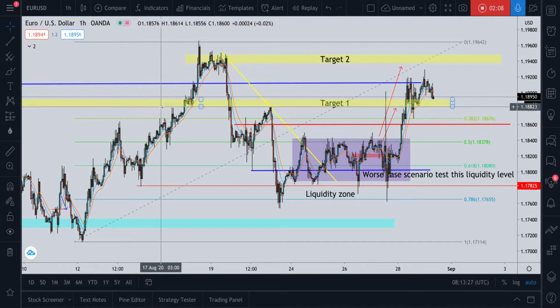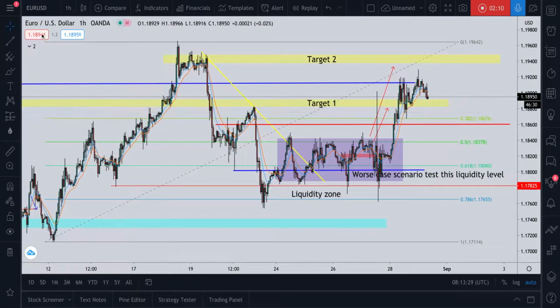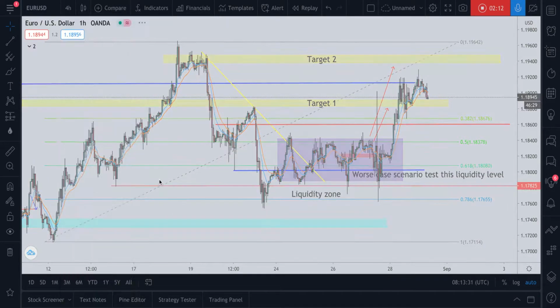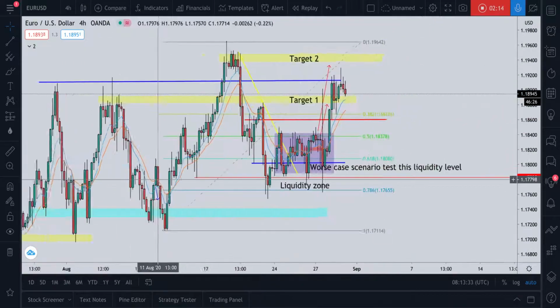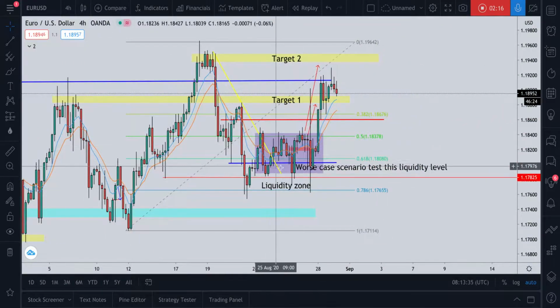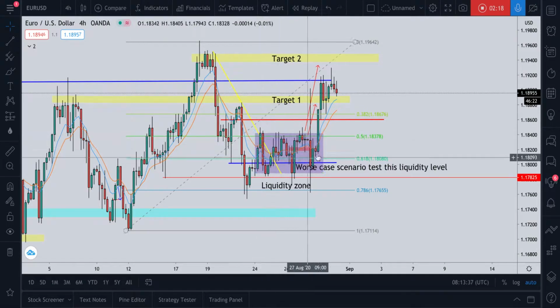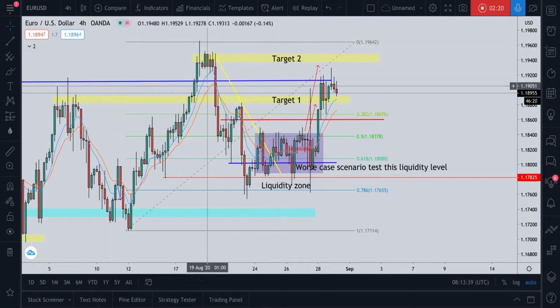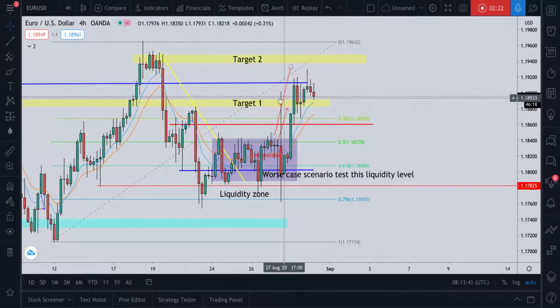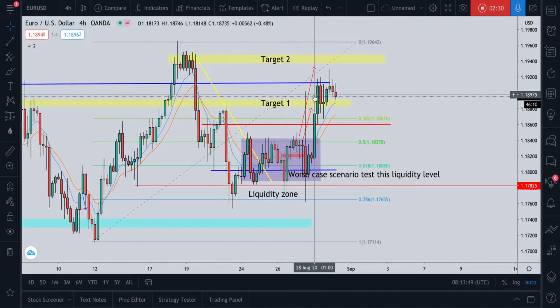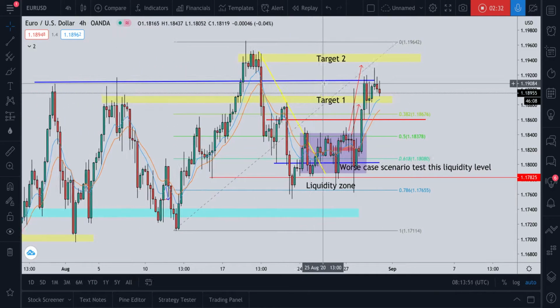EMAs are still below the price action, indicating bullish. When you look also at the 4 hour time frame, we're seeing prices respecting the Fibonacci and also the liquidity zone. We broke out of this accumulation phase, so that's super bullish. We also engulfed this big weak area caused by the fundamental last week. We see it's totally engulfed by these two candlesticks, so that's super valid.